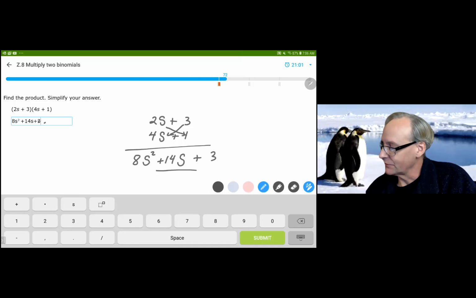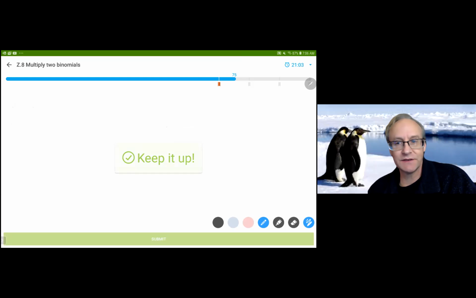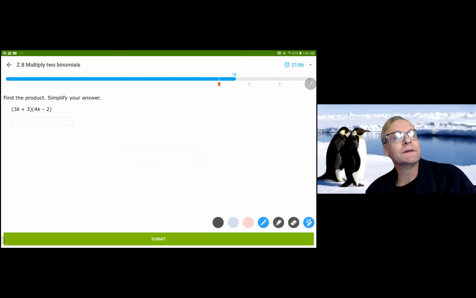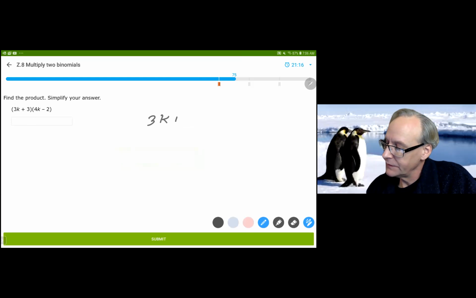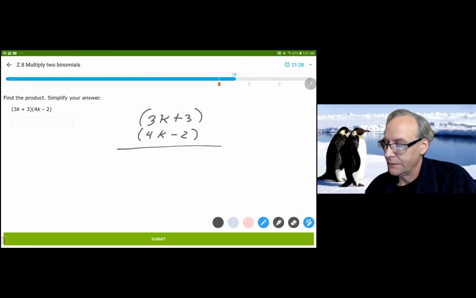I may have to redo this one because I went off on a big tangent and I want to focus a little better. All right, so it looks like we've got 12k squared. Hopefully you can see. Plus 3, I find it easier to write them like this. 4k minus 2. That is 12k squared. I have a minus 6, and then I have to do the middle pair. That's 12k minus 6k, which is 6k.